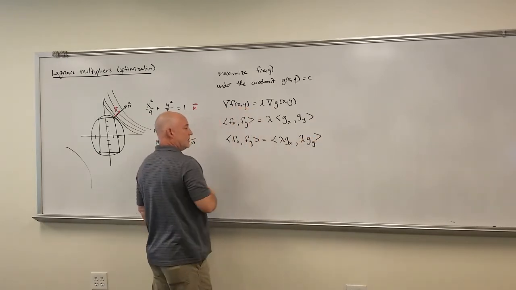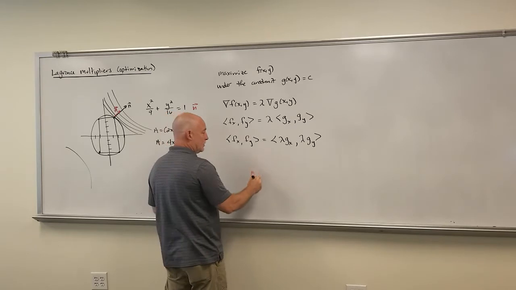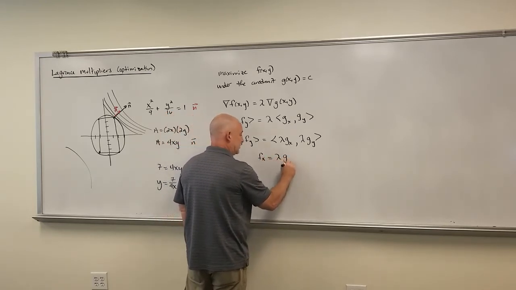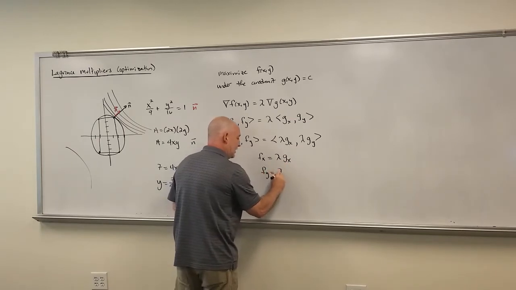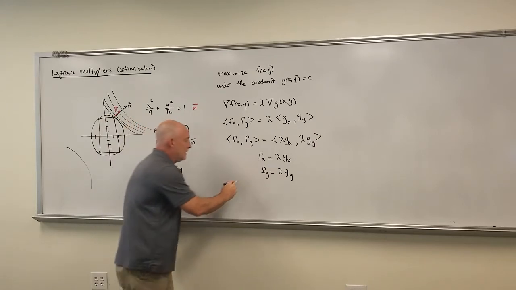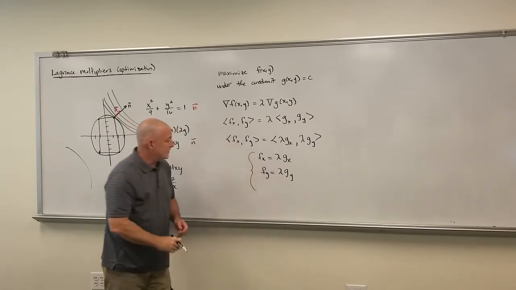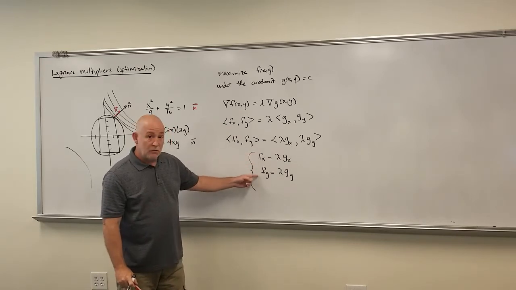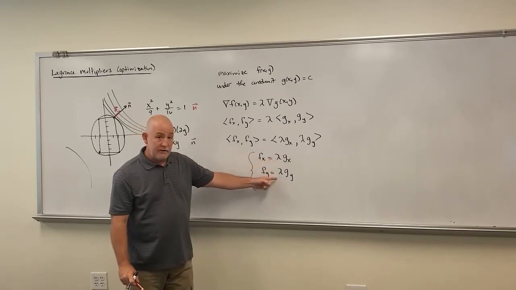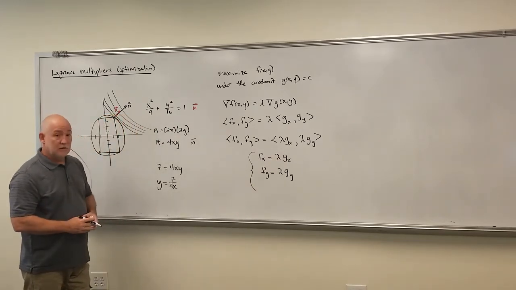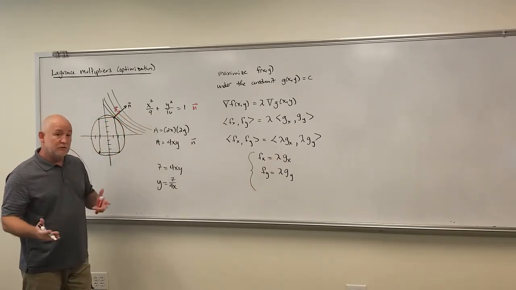Well, if two vectors are going to be equal to each other, then their components have to be equal. So f sub x has to be equal to lambda g sub x, and f sub y has to be equal to lambda g sub y. So what we end up with here is a system of equations. Now, how many variables do we have in here? Of course we have x's and y's, but we also have this new variable lambda, which means we have three variables, which means we need three equations.